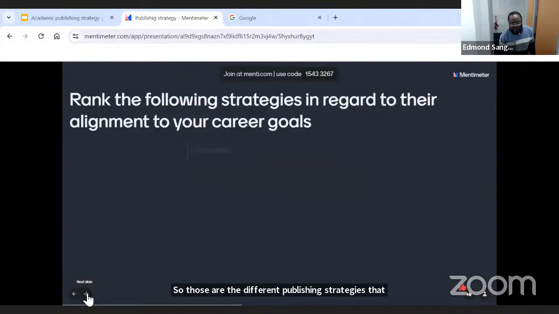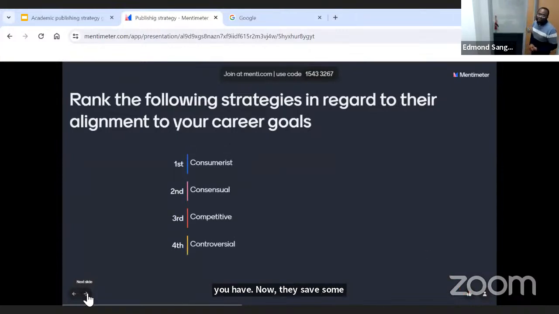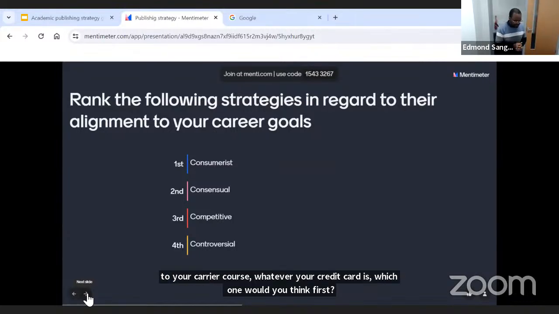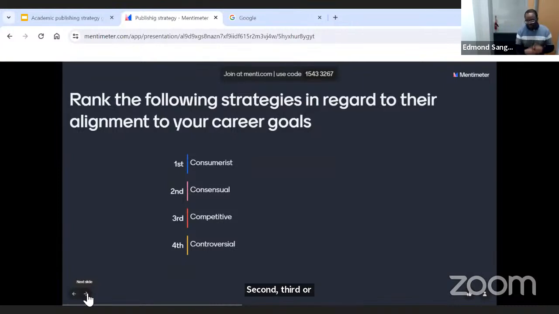Now, let's have some fun a little bit. Can you rank these following strategies in regard to alignment to your career goals? Whatever your career goal is, which one would you rank first, second, third, or fourth amongst these ones? If you are in industry, which one would you rank first? If you are in government, if you aim for academia, which one would you rank? So let's go ahead and do that exercise.